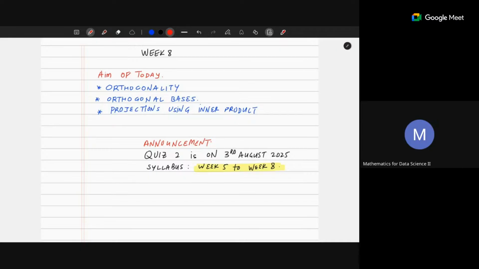Last time we saw inner product spaces. So last time we saw what is an inner product, what is the norm on a vector space, and we also saw that inner product is an abstract version of dot product, which is available on R2 and Rn.